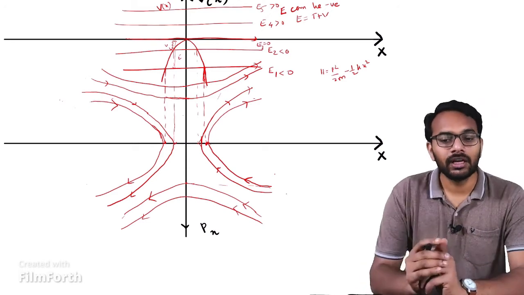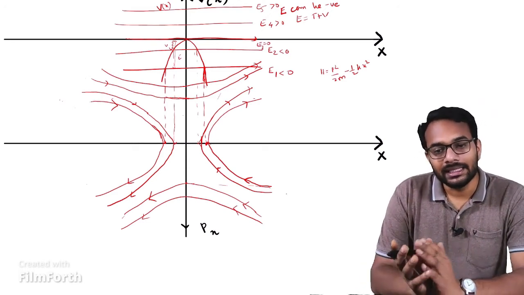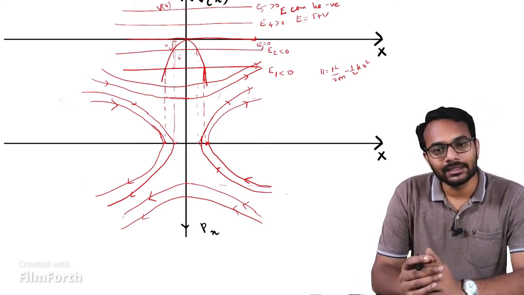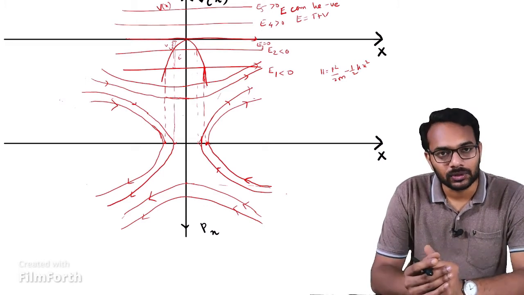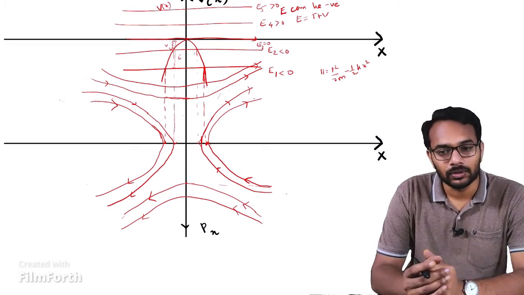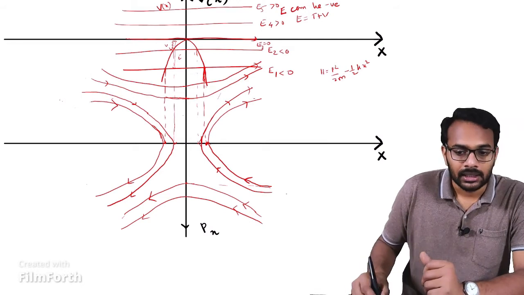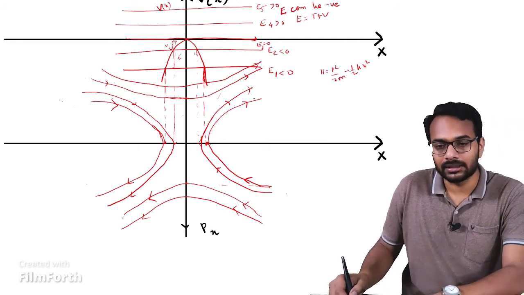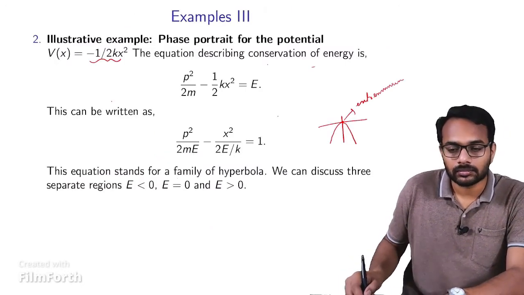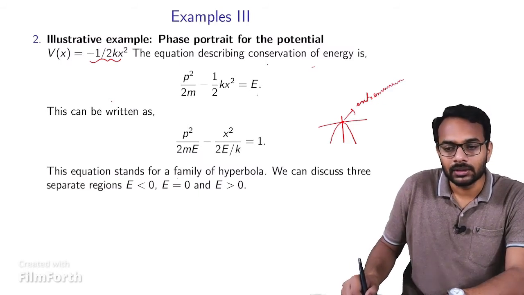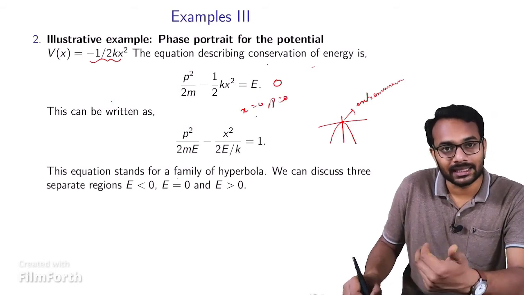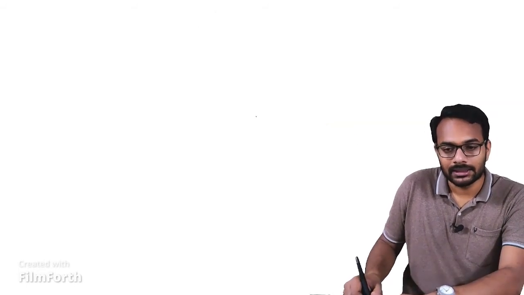Now we have plotted the plots for E less than 0 and E greater than 0. There's another case, E equal to 0. For E equal to 0, there are two cases. If you look at E equal to 0, you put this equal to 0. One solution is x equal to 0, p equal to 0. As I said earlier, this is a trajectory in itself.